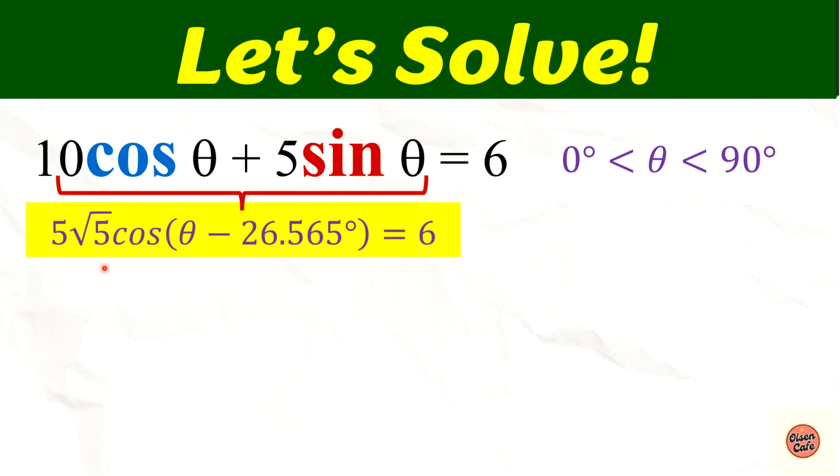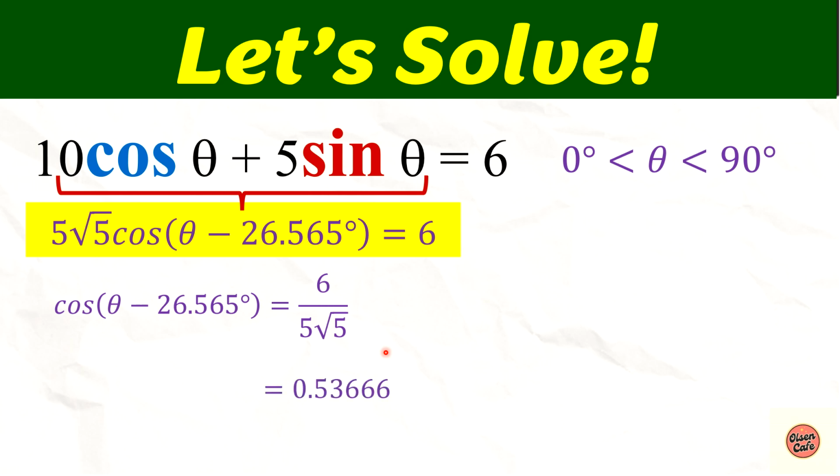We have already formed our formula, which is 5 root 5 cosine of theta minus 26.565 degrees equals 6. So I'm going to rewrite this equation. This will give us cosine of theta minus 26.565 degrees equals 6 divided by 5 root 5. With this, I key into the calculator. I know that the value here is 0.53666. If you want, you can actually substitute the exact value into the calculator.